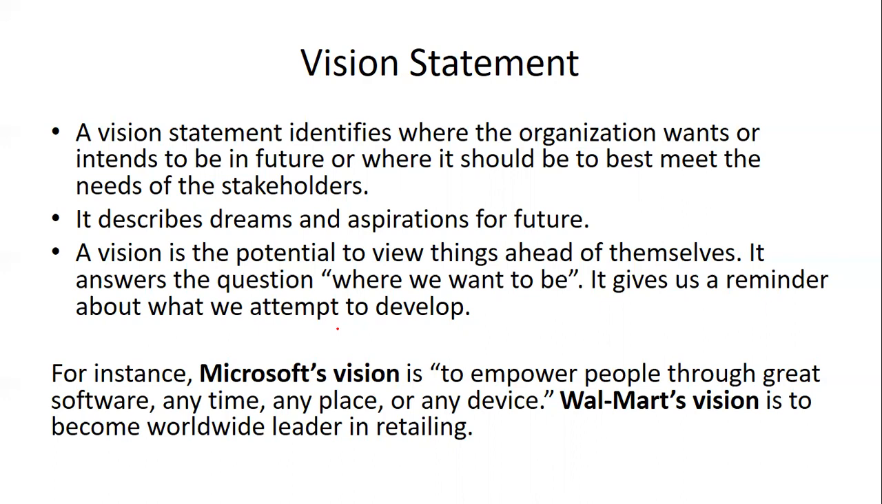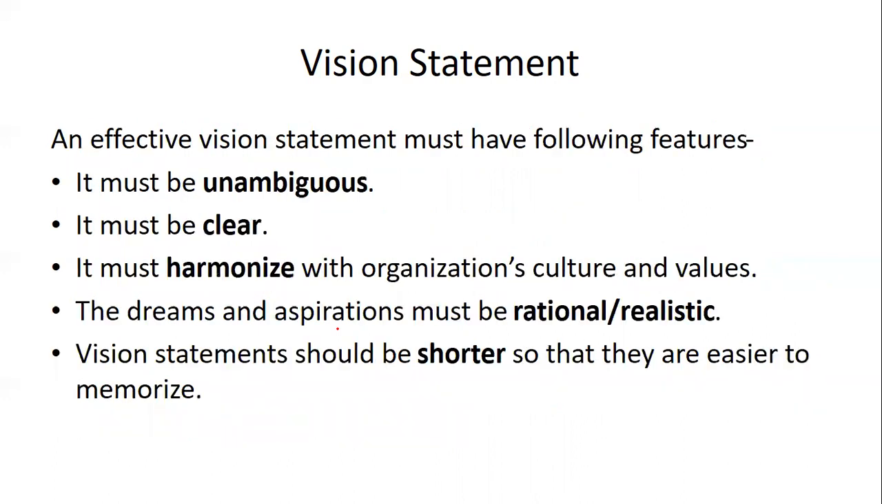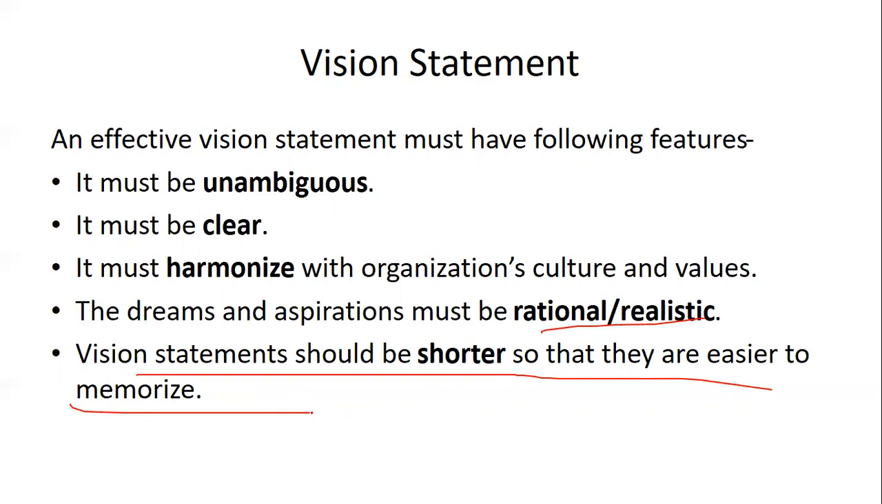Okay, next is: a vision statement is effective with what features? So what are the features of a vision statement? It must be unambiguous. It means it should not have any ambiguity and should have clarity. So it should be clear with the meaning. Then it must be harmonized with the values and cultures. It should be realistic, or you can say rational, which has a real touch in it. The vision statement should be shorter and easier to memorize. So it is something which is easy to remember with a shorter statement.